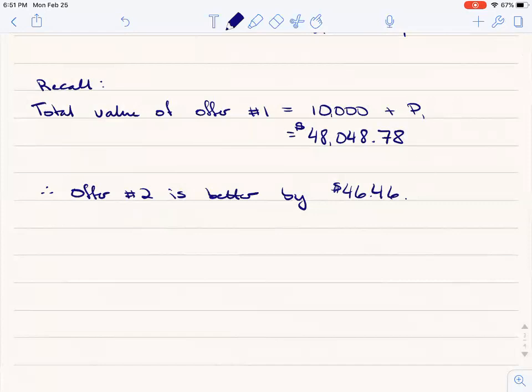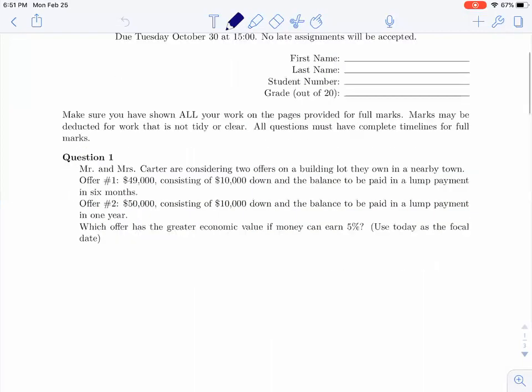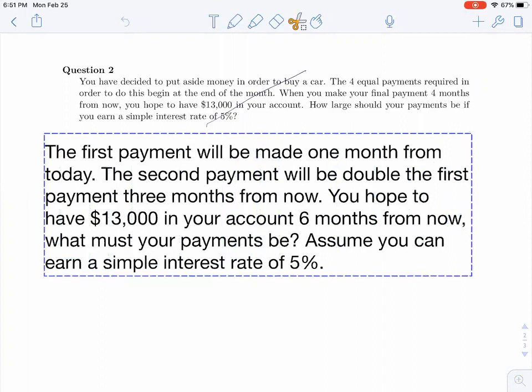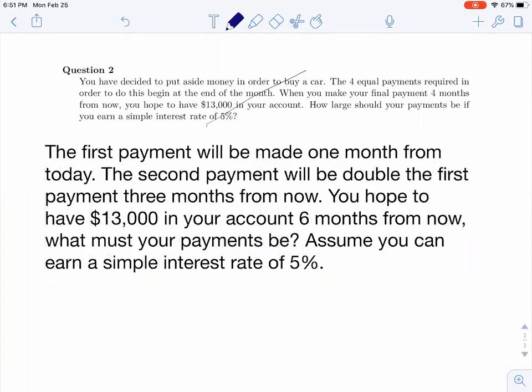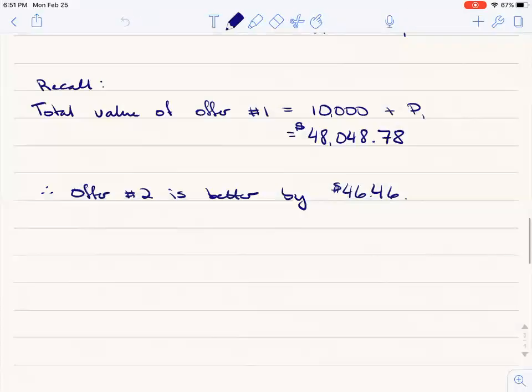Okay. So there's another question that I wanted to do as a review, because what we ended on was finding these unknown payment amounts, right? So I also wanted to do a review question on that. I tweaked it a little bit though. And I typed it out. We've decided to buy a car is the question.